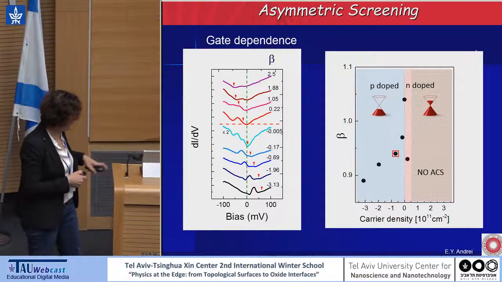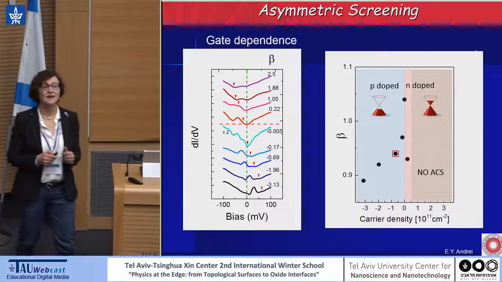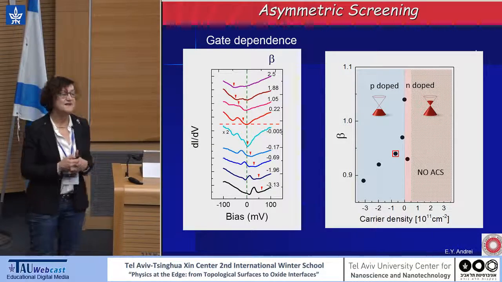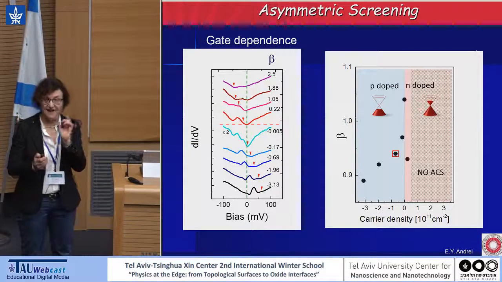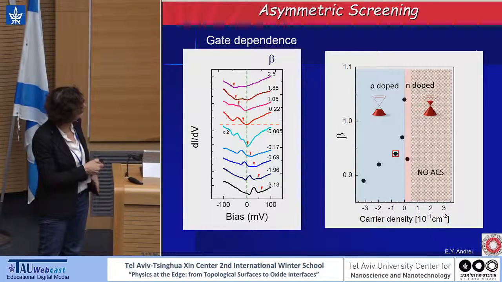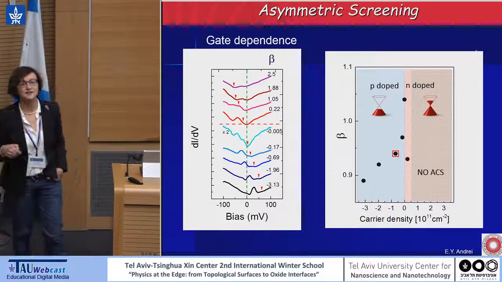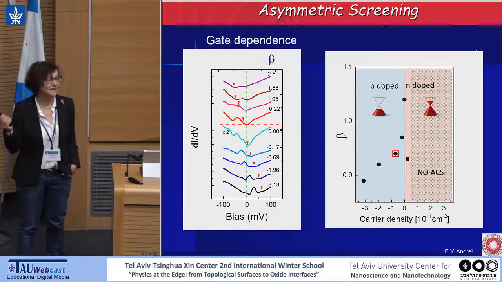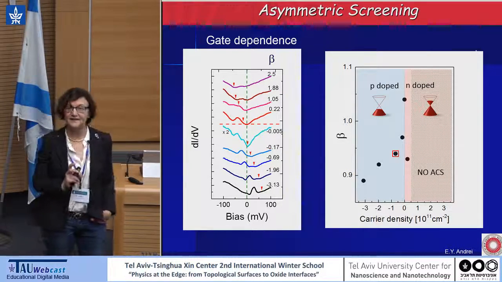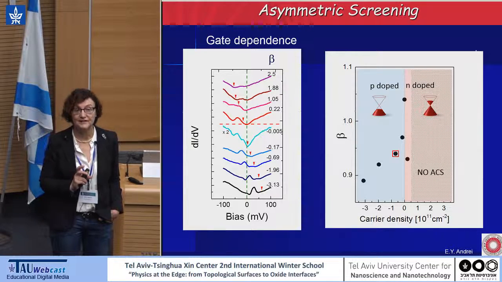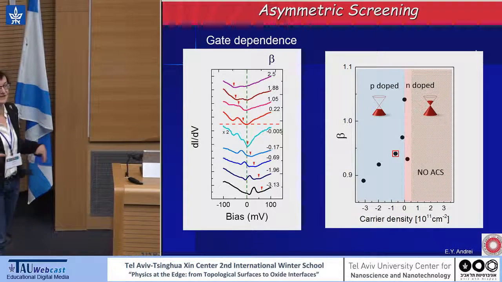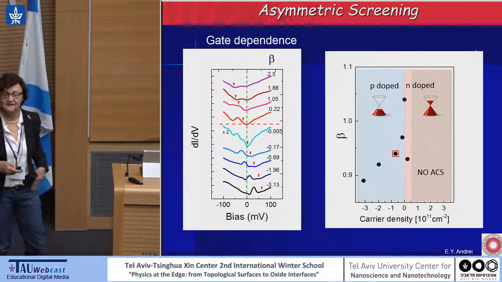One other point to make is that the reason we do see this charge is because the Fermi wavelength is much, much longer than the size of the collapse state. In this range of doping, the Fermi wavelength is many tens of nanometers, about 100 nanometers, whereas the size of this artificial atom is about 10 to 20 nanometers. So it just cannot screen it. The screening length is much, much longer than the size of the charge.